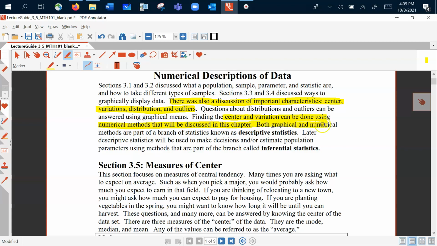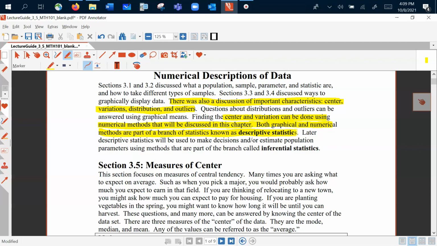So both graphical and numerical methods are part of statistics known as descriptive statistics. And given a sample and the data from that sample, we can wholly describe that particular sample with descriptive statistics, meaning we can find a representative number for the center, we can describe the variation of data values around the center. We can also describe the distribution, and we can indicate if there are any outliers for that particular sample.